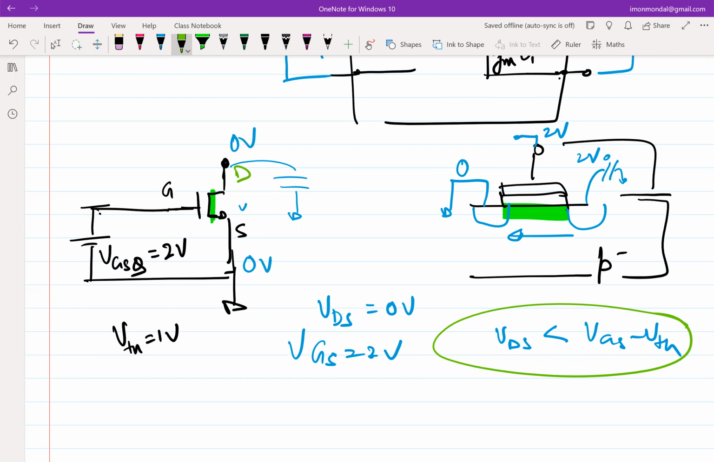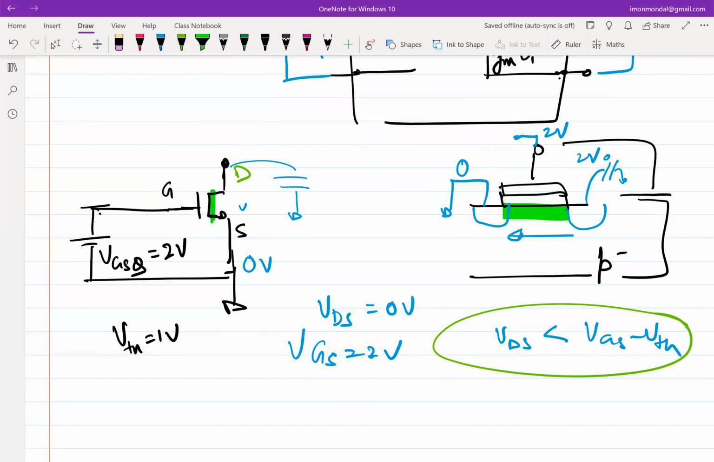Make sense? Originally VDS was 2 volt. Initially, when you started off, it was 2 volt. Then you let the system settle. Initially, it was in saturation. Good point. But that means that the MOSFET was not acting like a resistor. So it might be the case that the capacitor did not discharge. Okay. Good question. That's actually the correct question.